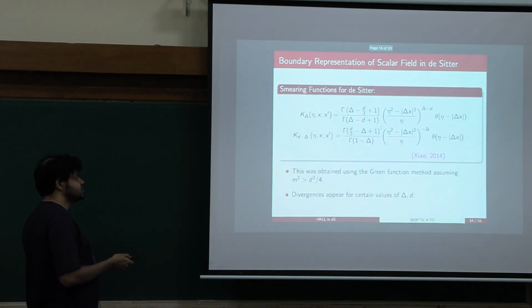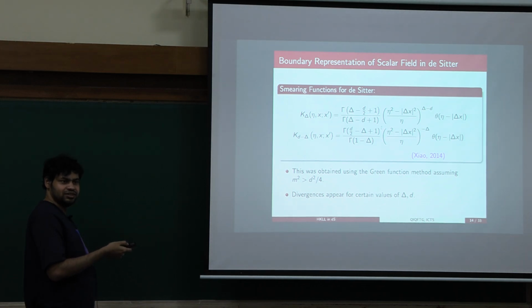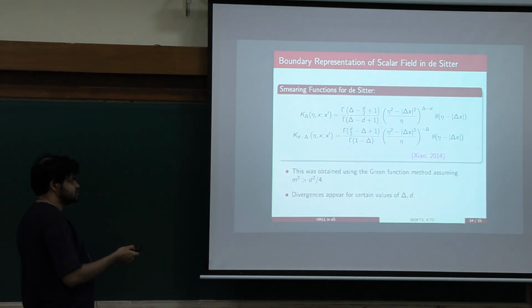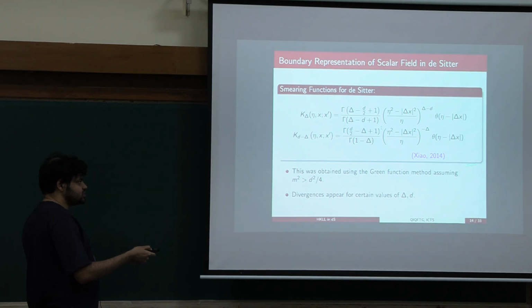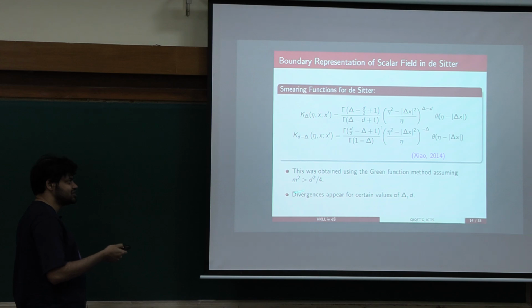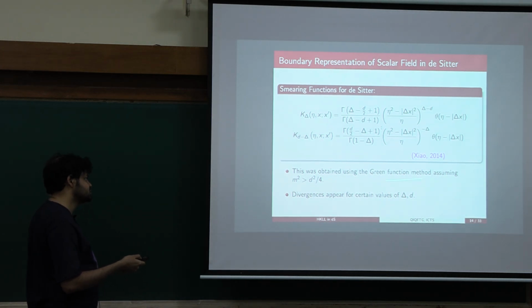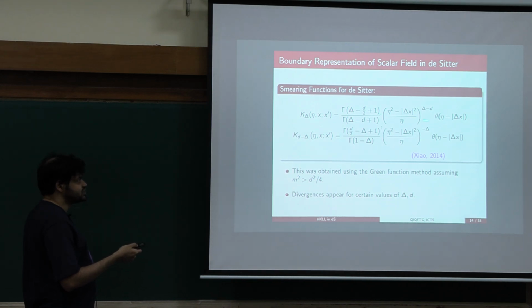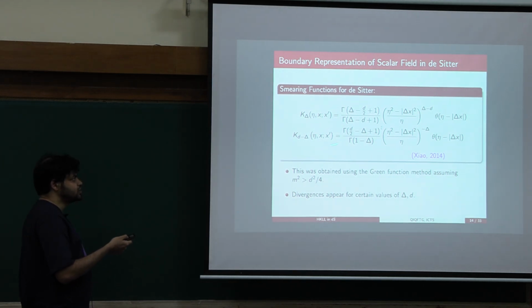And what has been done before? This problem was first attempted by Xiao in 2014, and he used the green function method that I showed and obtained these results. But his method assumed that m square is d, now I put the Hubble constant as 1. So these are the principal series scalars. He did it only for this range of mass. And these were his results. And you can see this theta function sitting here, which is telling you that this is only non-zero for time-like separations, as I will show.